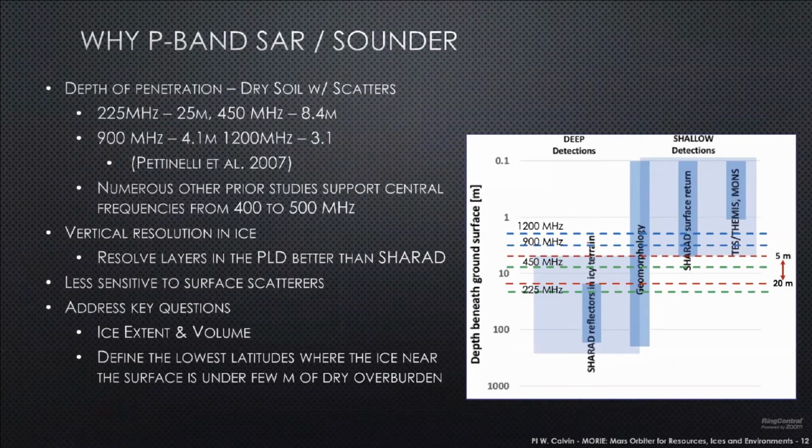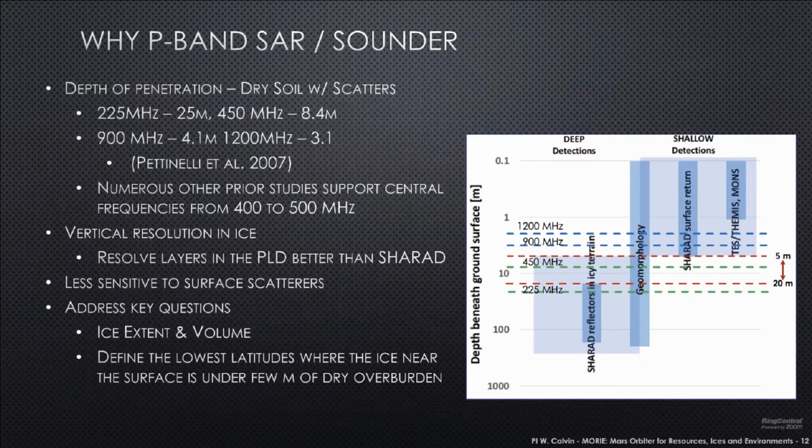So why P-band? Which is shown here, in a study by Pettinelli et al. She looked at a variety of both dry soils, but also ice-cemented soils. But looking at dry soils with scatterers, the lower frequencies, 225 megahertz and 450 megahertz, will get us 10 to 25 meters into the soil, so that really puts us in the sweet spot. There's currently a sensing gap. The higher frequencies at 900 megahertz and 1200 megahertz only get a few meters into the soil. That's noted by the blue lines here. And so the opinion of our team was that these higher frequencies are not going to get us much more than we're currently getting in terms of our shallow surface detection.